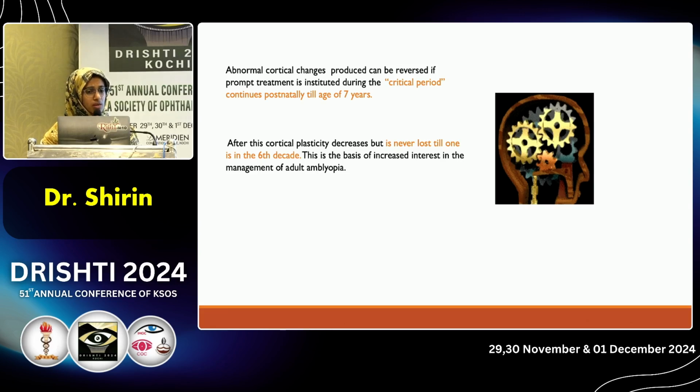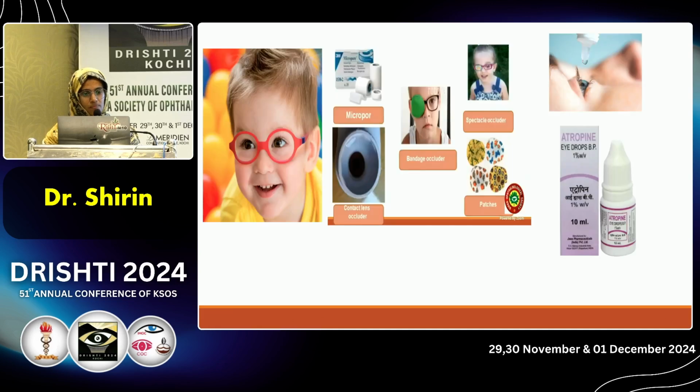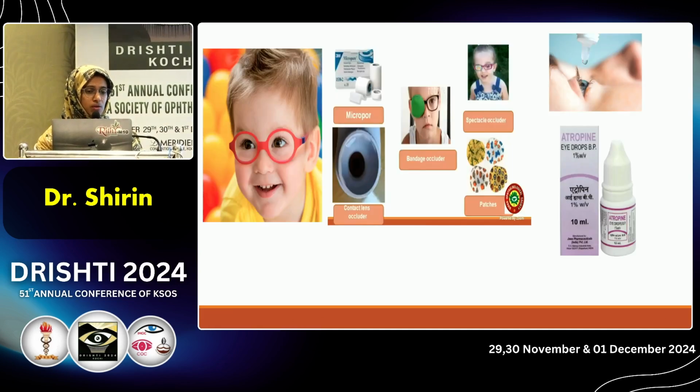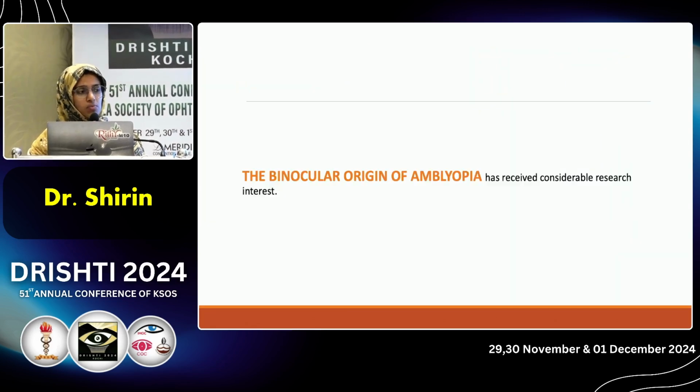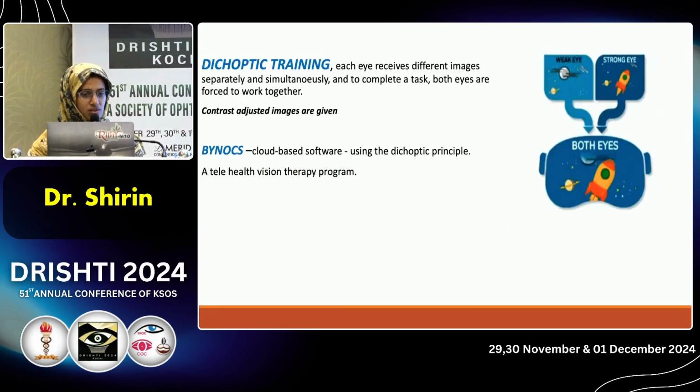Usually we say the critical period continues till 7 years of age, but after this age also the cortical plasticity is decreased, but it is never lost. This is the basis of interest in the management of adult amblyopia. The conventional measures of management of amblyopia are glasses, patching, and atropine drops for penalization, and new approaches based on the binocular origin of amblyopia have received considerable research interest.